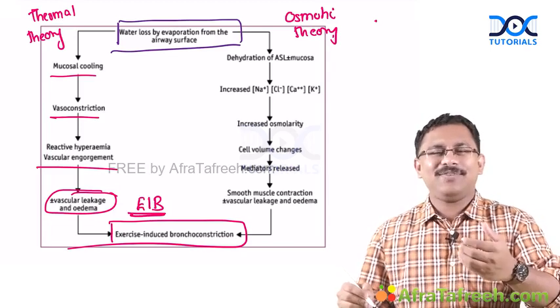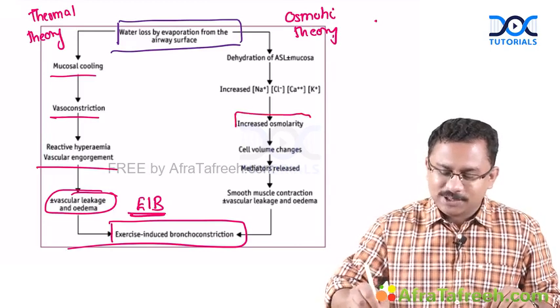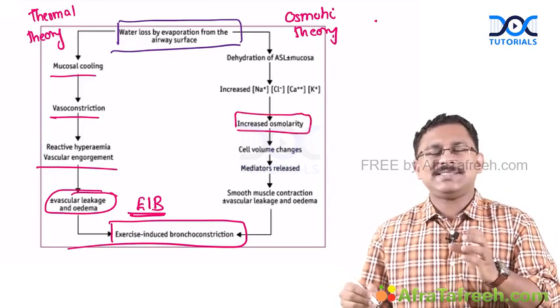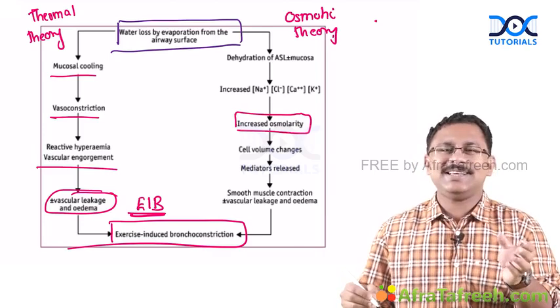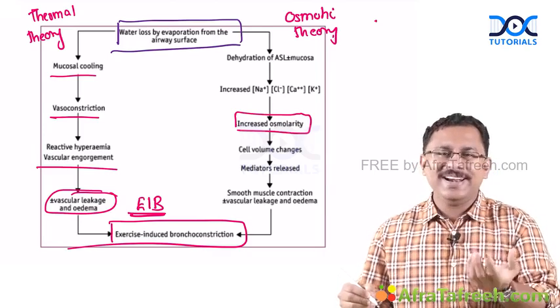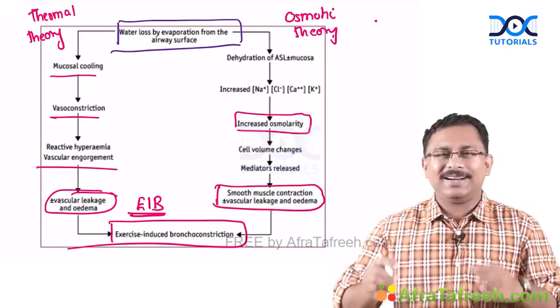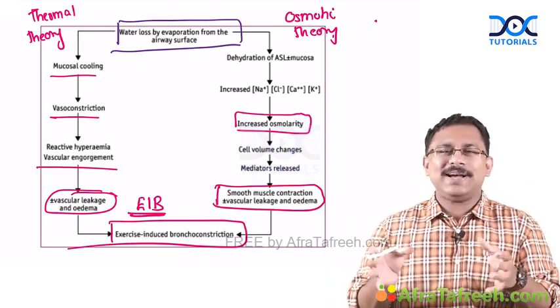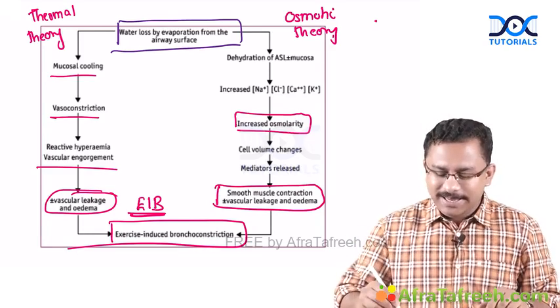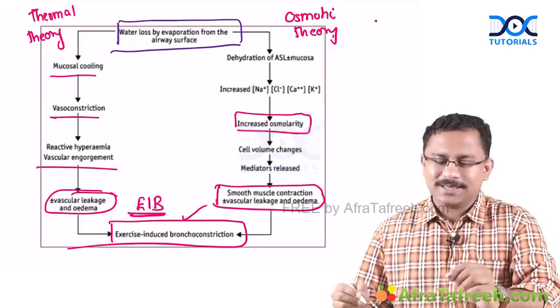That is, you will have electrolyte changes. You will have an increase in the osmolarity as well, which would cause some cell volume changes, and it would result in the release of certain mediators. There will be change in the smooth muscle contraction. There will be some bronchospasm as a result of these mediators, again resulting in exercise-induced bronchoconstriction.